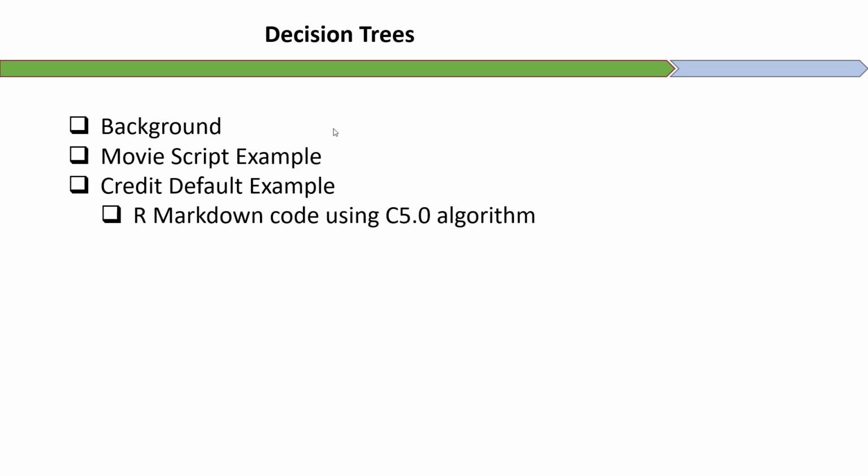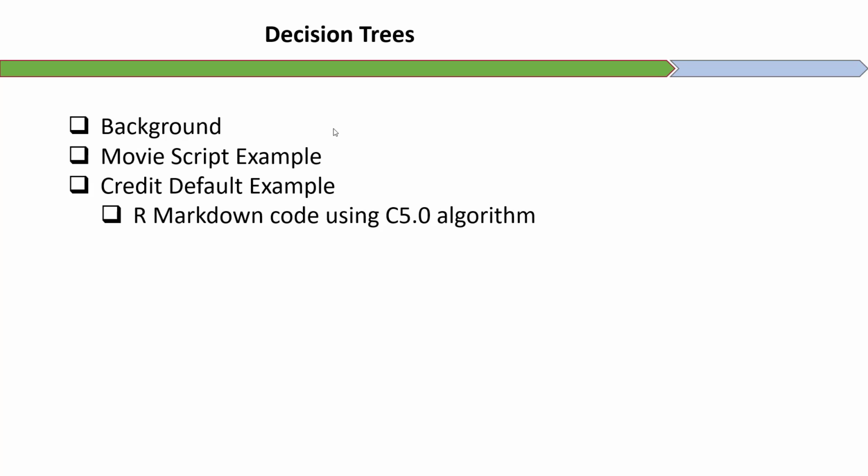Good morning. In the past two lessons, we studied the k nearest neighbor or the KNN algorithm for classification. We also studied the probabilistic classification methods. In this lesson, our primary focus is on decision trees for classification.